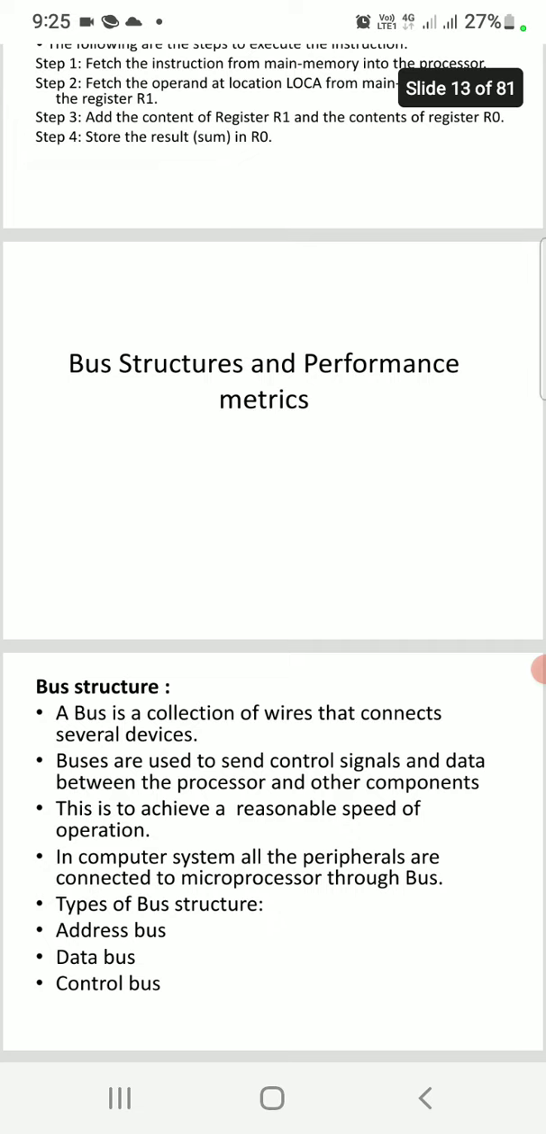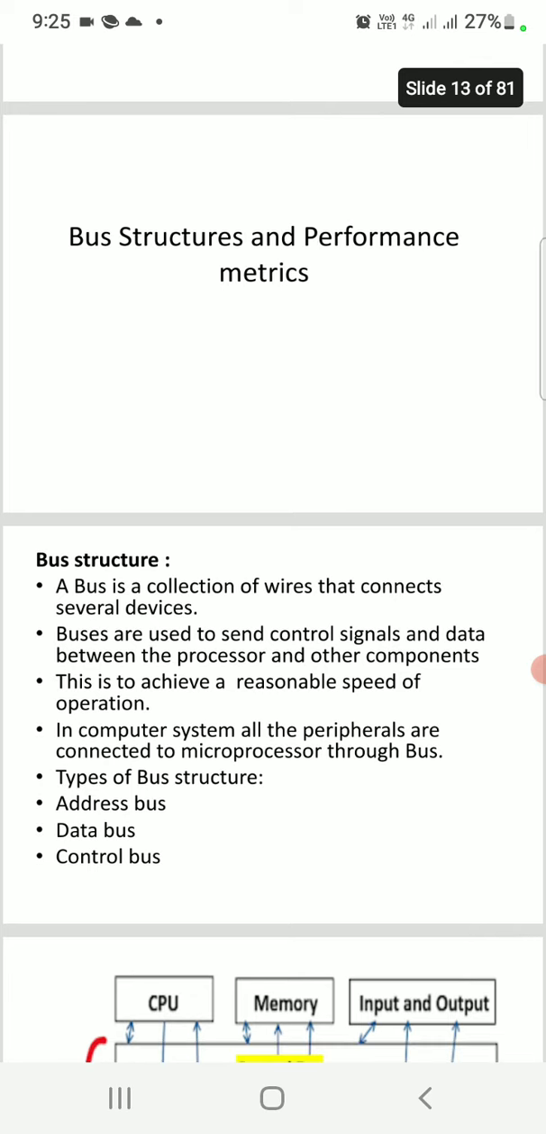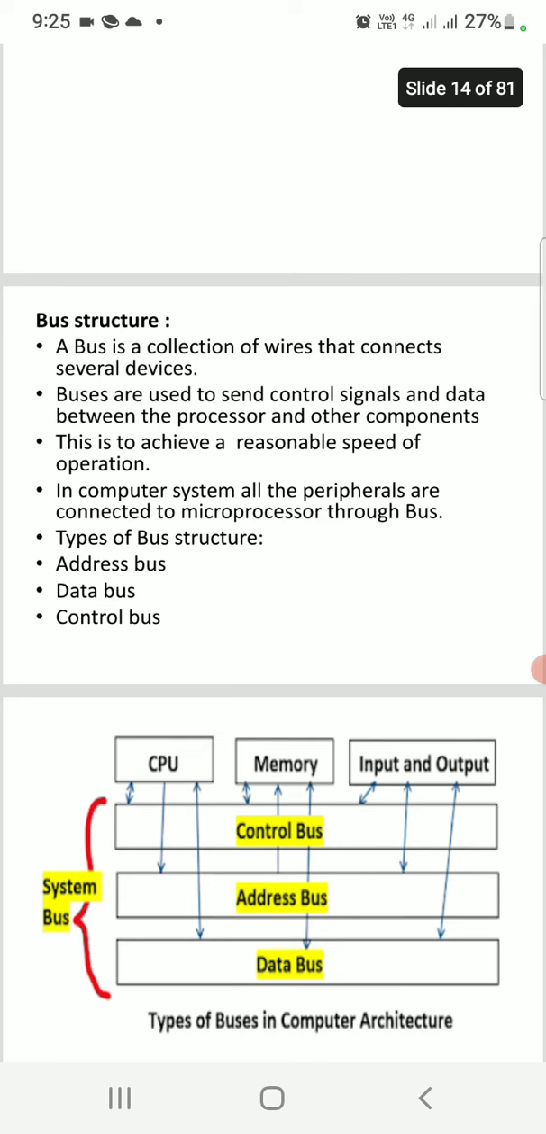There are 3 buses: address bus, data bus, and control bus. As the name itself says, the address bus carries the address only. The data bus carries the data only. The control bus carries the control signals only. So this is the general diagram of computer bus architecture.